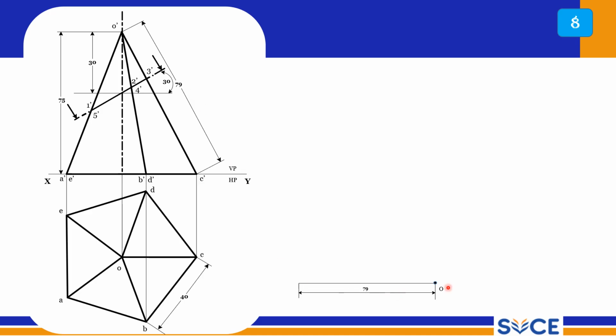Using 79, draw the development. Draw a simple arc, a thin arc only. Don't draw any thick arc. Now you know this is the 40 mm side. So from here you cut an arc at 40 mm. From here again you cut an arc at 40 mm. Similarly you cut at 5 places, and you will get a complete development.